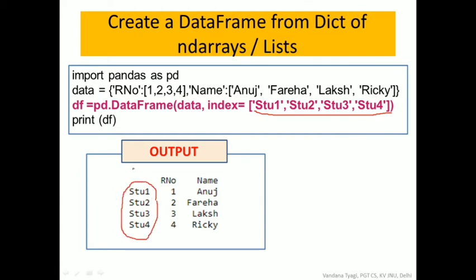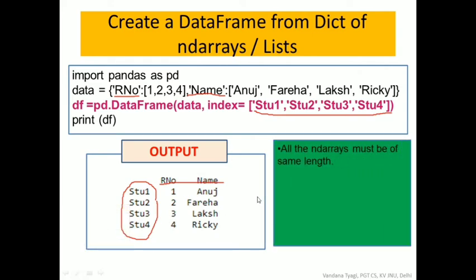And one more important thing, when we are creating a data frame with a dictionary, the dictionary keys, like roll number and name, will automatically take the place of the column labels. So we are not giving the columns separately here, since we are using a dictionary. Roll number and name will take the place of those column labels.